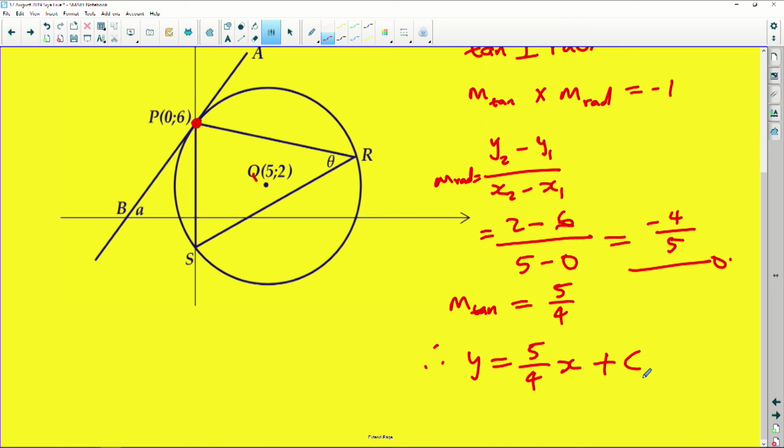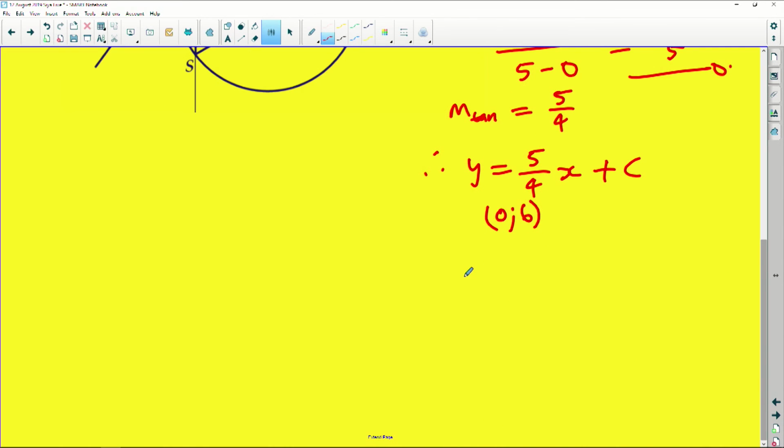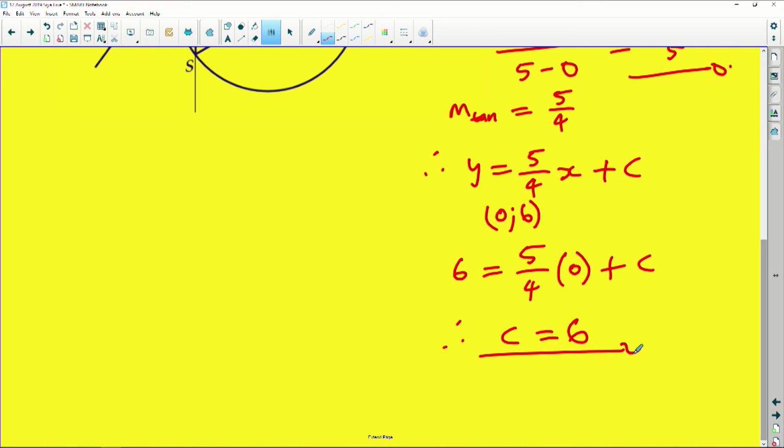Therefore, I have y is equals to 5 over 4 x plus c, sorry about that. And then I use the coordinates of the tangency point. The coordinates of the tangency point will be 0 and 6. So I will have 6 is equals to 5 over 4 multiplied by 0 plus c. Therefore, c will be equals to, so I have 5 over 4 times 0, which is 0. So c will be equals to 6. Therefore, my equation is y is equals to 5 over 4 x plus 6. And that will be the equation that they want.